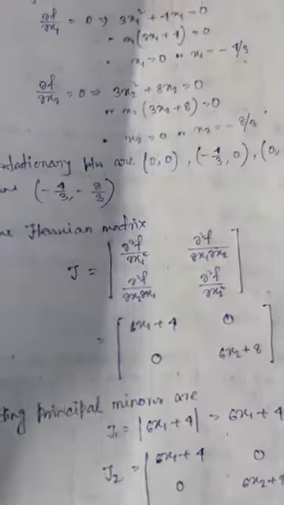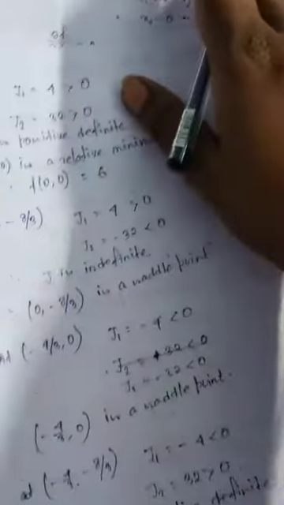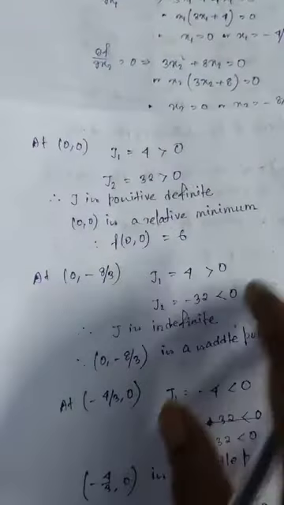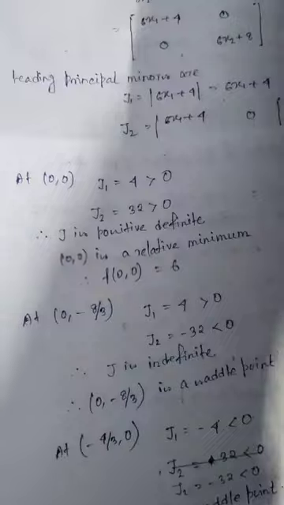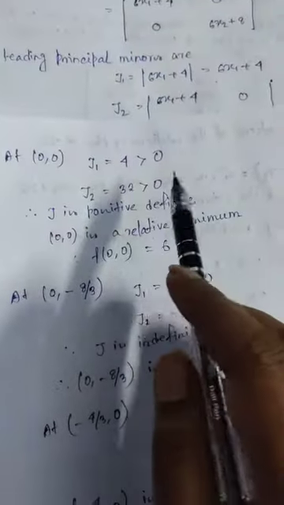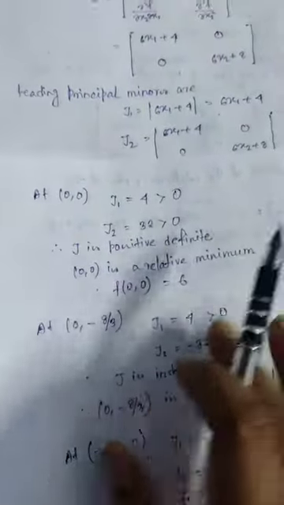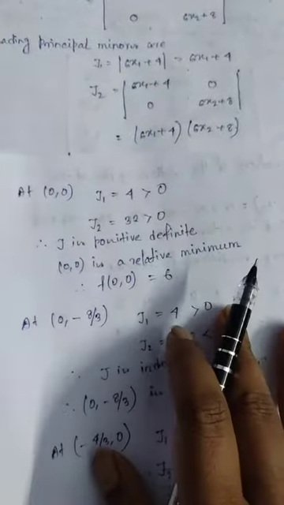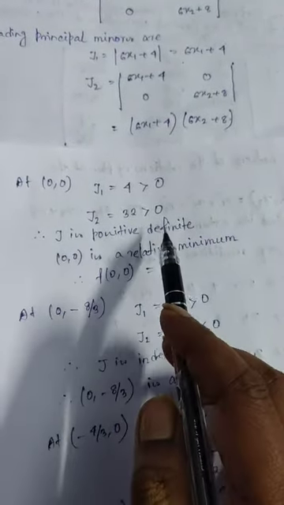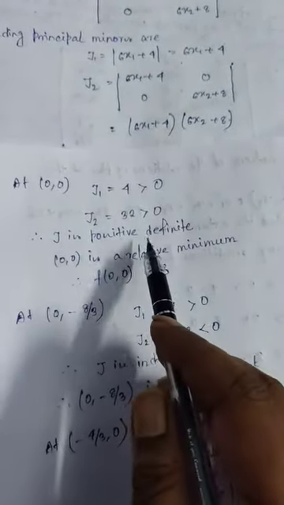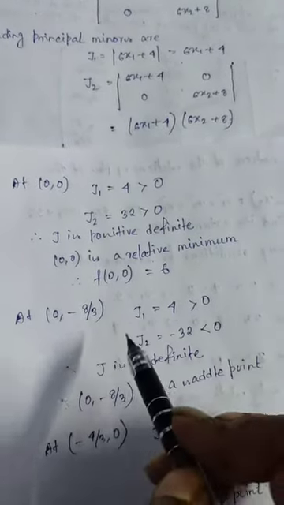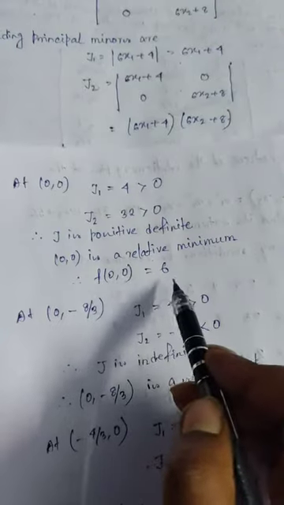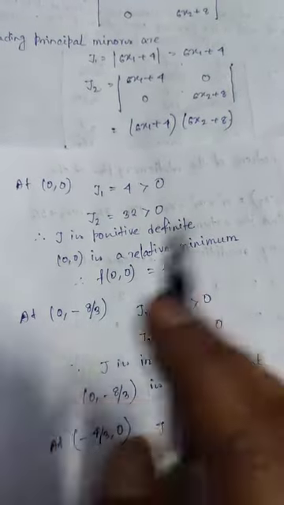Now, at the point (0, 0), the value of J1 is 4 and the value of J2 is 32, both are greater than 0, so we can say that J is positive definite. So (0, 0) is a relative minimum, and at the point the value of the function is 6.